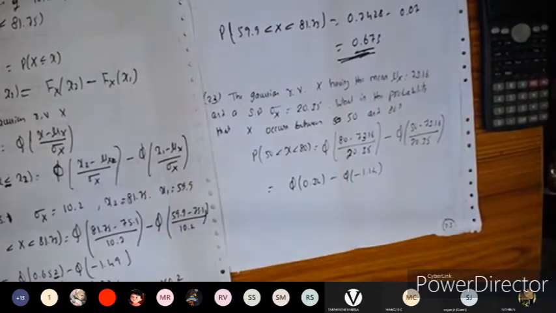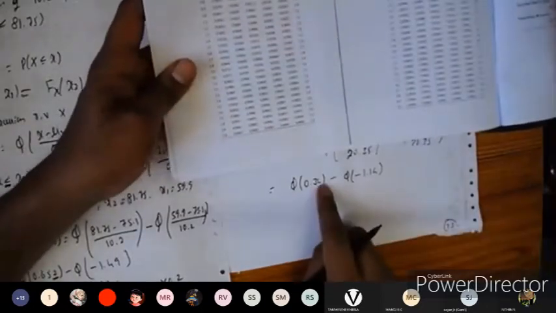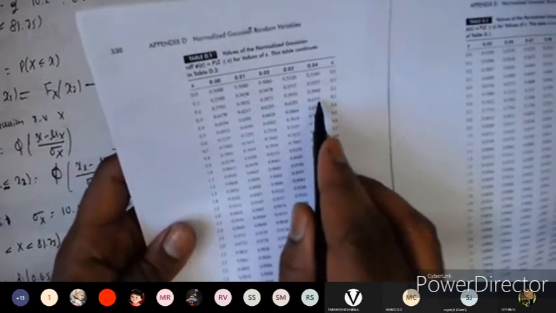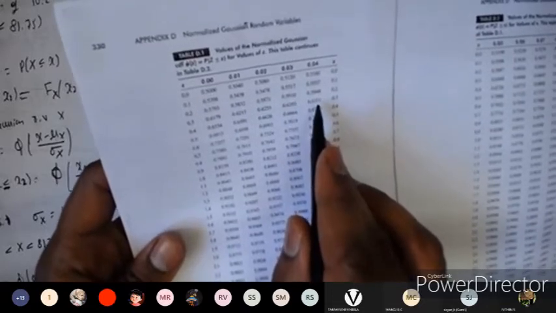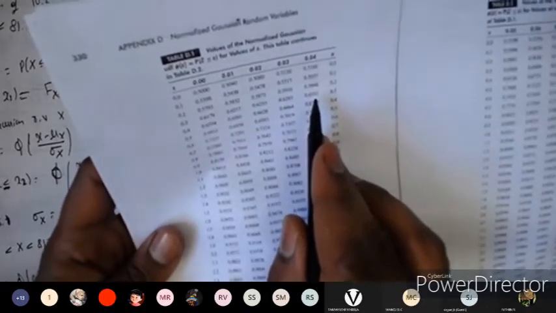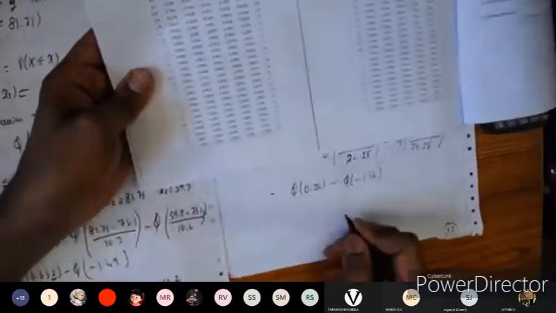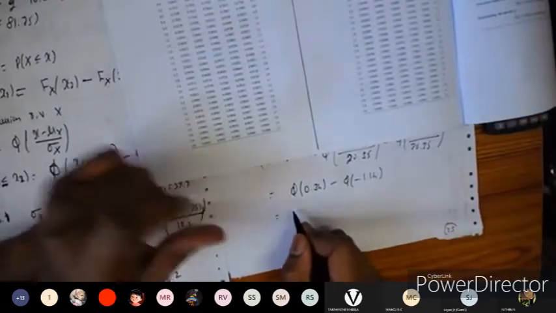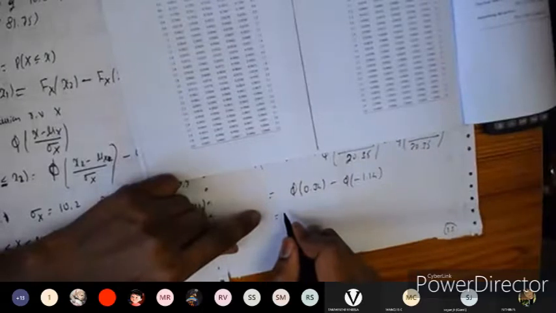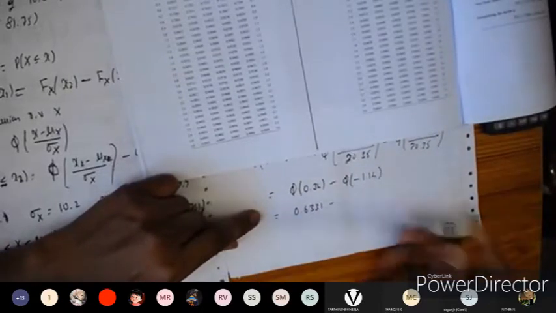Okay, fine. Now let us look into the table. Phi of 0.34 is the limit. So 0.3 is here, at the location 0.04. This is the table of the normalized Gaussian random variable. In the last class I shared this normalized Gaussian random variable table, so you need to use it for your IA also. So 0.6331 you will get here.